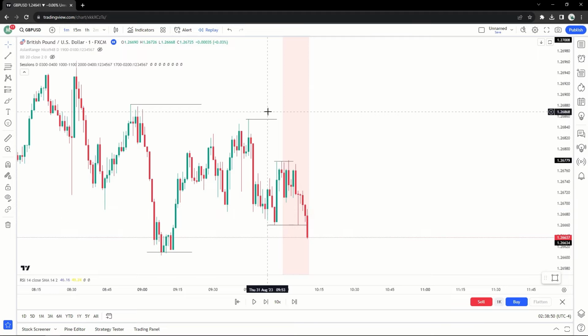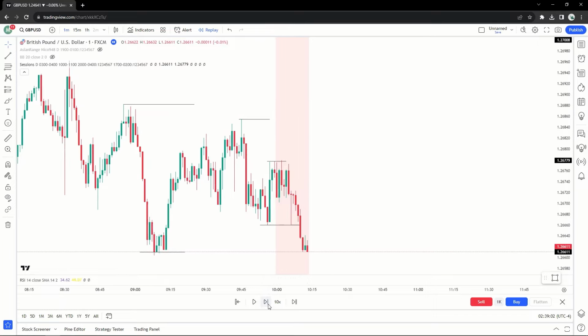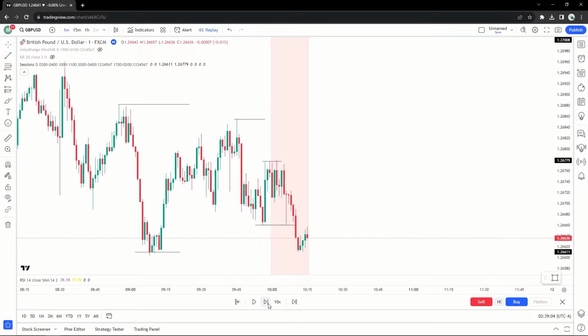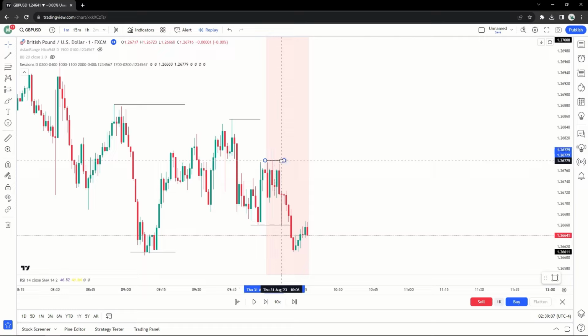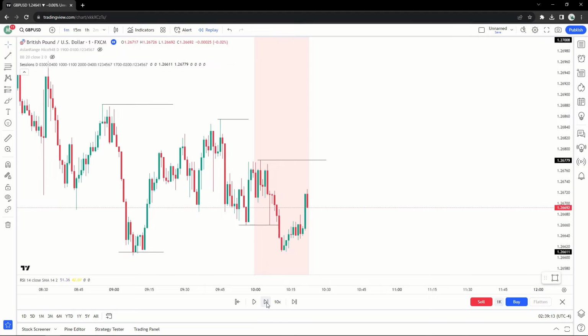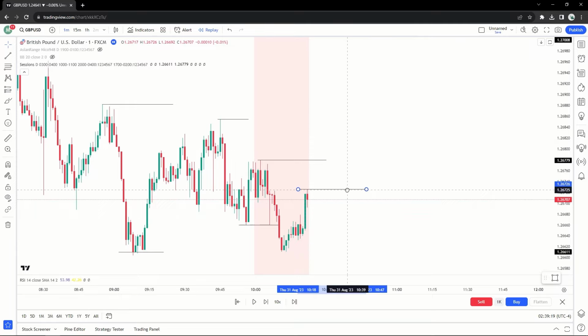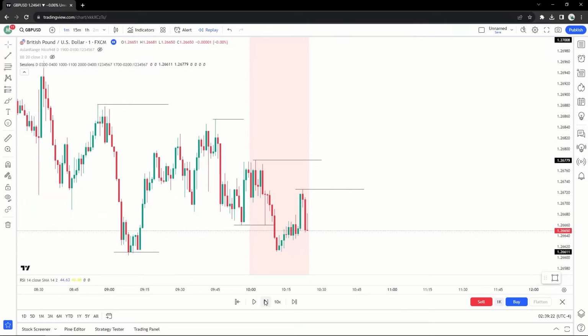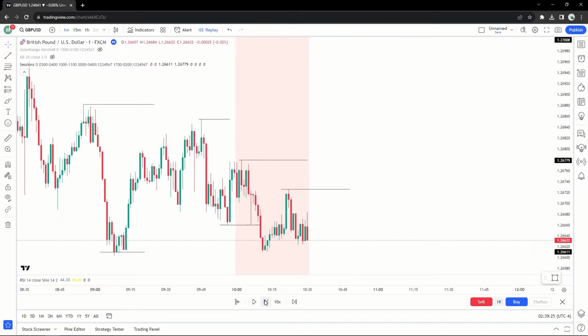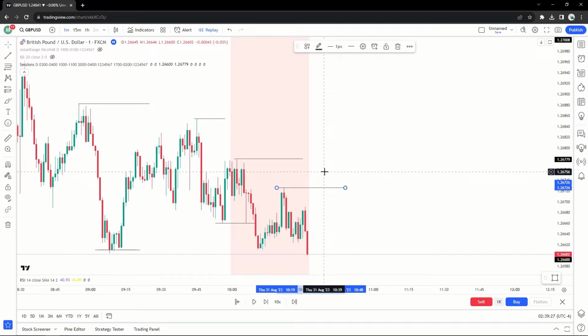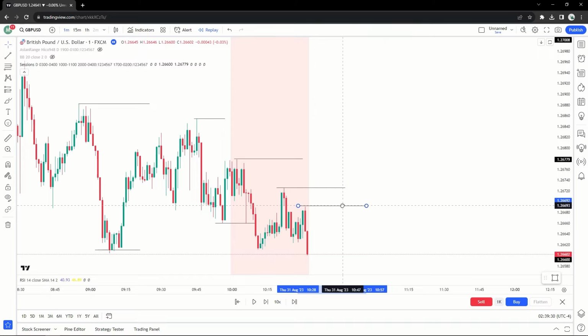Now, what we want to look for is a bullish market structure shift. Why? Because we had sell side liquidity being taken. Now, what we want to wait for is a bullish market structure shift with displacement. If I play the market out, this could be one of the highs that we're looking for a market structure shift over here. This could be another high right over here. Any of these highs I'm looking for to be taken. This is another high that could be classified as a market structure shift if we break above it.